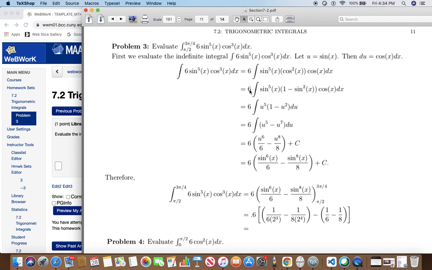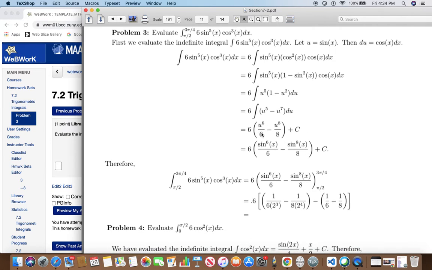So you have 6 times the integral of sine to the 5th power times 1 minus sine to the 2nd power. Now use the substitution u equals sine x. So 6 times the integral of u to the 5th power times 1 minus u squared, where cosine x dx is du. Distribute: u to the 5th power minus u to the 7th power du. When you take the integral, you have 6 times u to the 6th power over 6 minus u to the 8th power over 8 plus c. Resubstituting u equals sine x gets you this result. Now this was the indefinite integral.